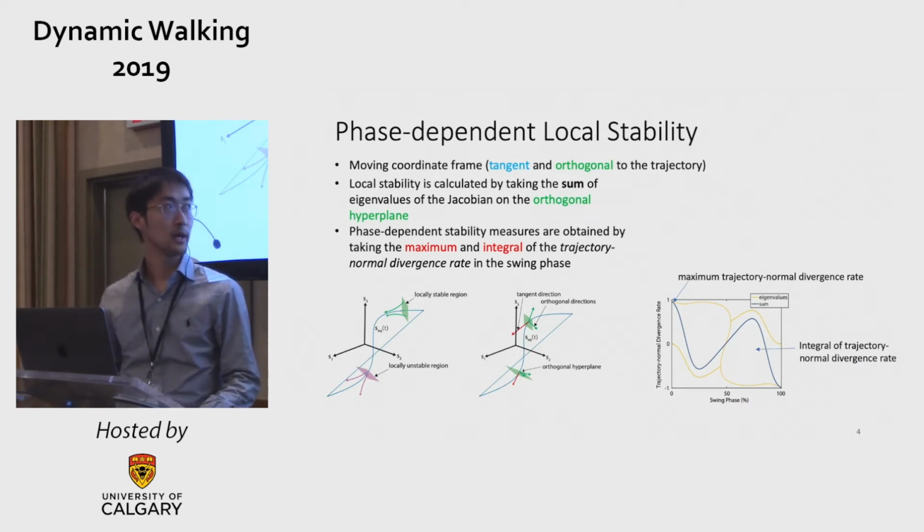And our phase-dependent stability measures take the maximum and the integral value, because the maximum tells us the local stability of the most unstable moment, and the integral value tells us the averaged local stability of the swing phase.